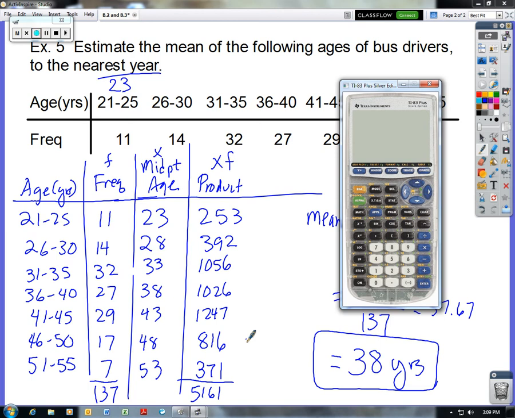And it's all in the list. It's on the Stat button. So we're going to go to Stat. We need to enter our data. We're going to enter it in L1 and L2. So hit edit.